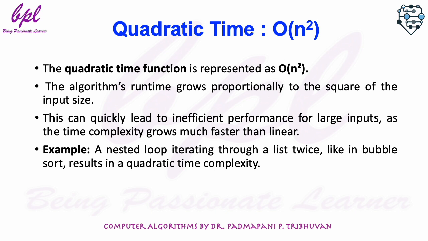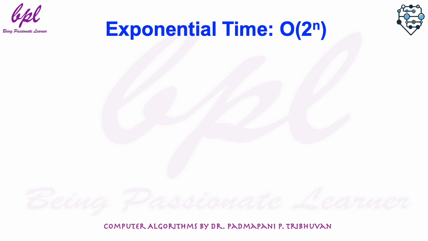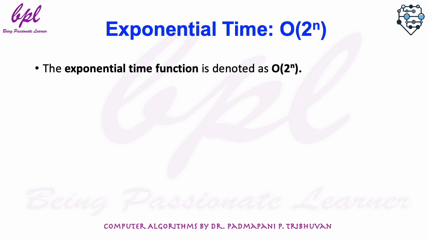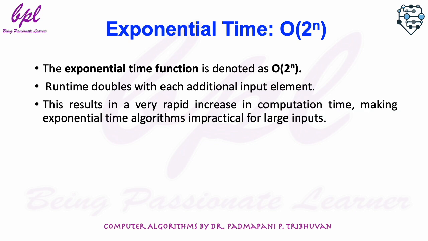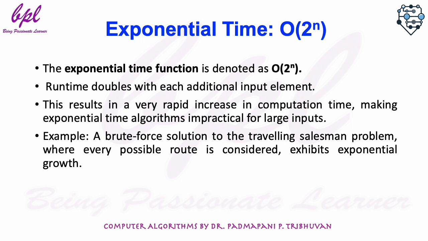Exponential time, big O of 2 raised to n. The exponential time function, denoted as big O of 2 raised to n, represents an algorithm whose runtime doubles with each additional input element. This results in a very rapid increase in computation time, making exponential time algorithms impractical for large inputs. For example, a brute force solution to the traveling salesman problem, where every possible route is considered, exhibits exponential growth. The time required to evaluate all the possible paths increases very quickly.